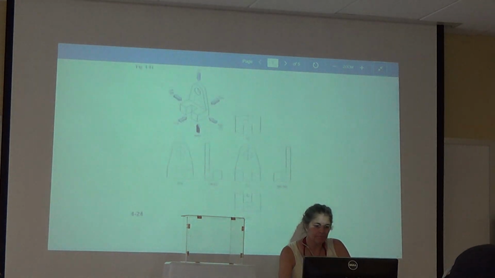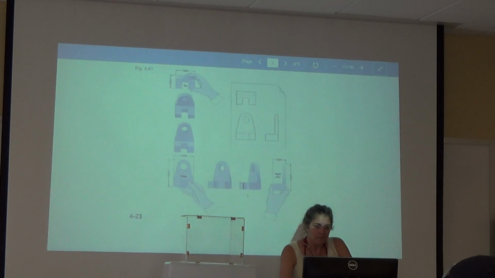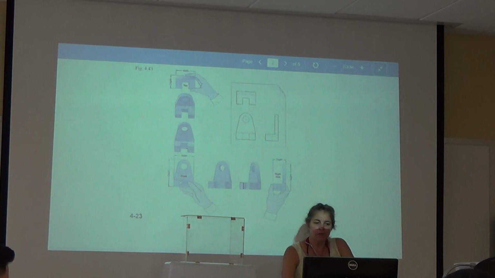Let's look at the next one. Here, they're showing you our 3 orthographic views, and together they're called multi-views. So here's the object, here's the front view, the top view, and the right side view.